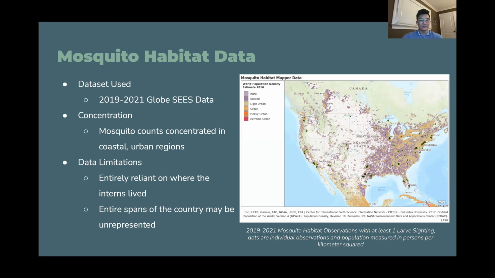The SEES mosquito data and an ESRI population density map were observed to determine the contrast method. The mosquito points were generally concentrated in coastal urban regions, suggesting a relationship between human and mosquito populations. However, it is important to consider these observations were dependent on the residence of the SEES interns and may underrepresent certain areas around the US.